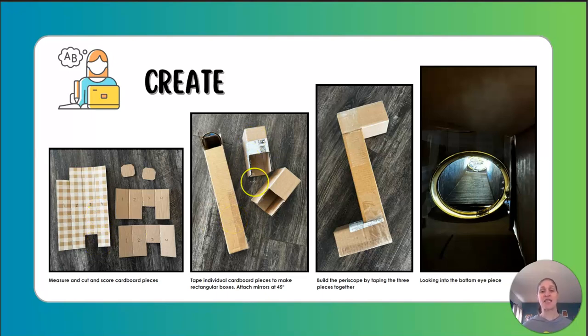I taped with packaging tape my 3 individual pieces. And then I attached my mirrors at 45 degrees in each of the sides of the periscope. The next step was to build my periscope, attaching the 3 individual pieces together. Again, I used tape to do this. I did have to make sure that the pieces were completely touching and sealed completely so the light was not coming through. The last picture is looking through the bottom eyepiece.